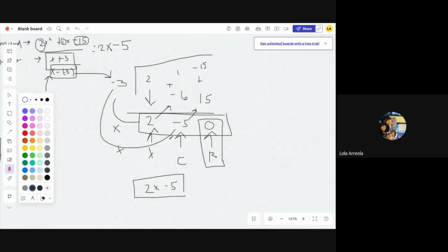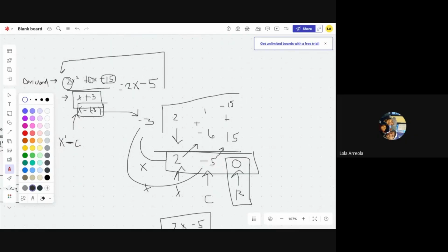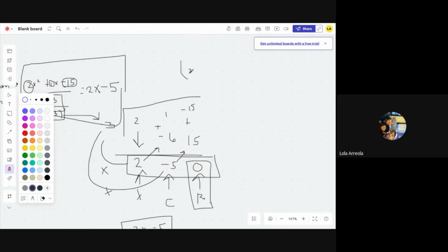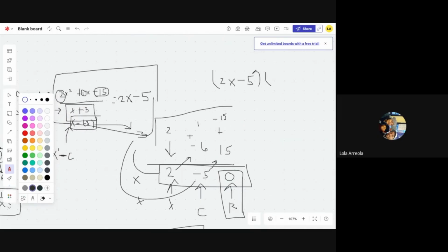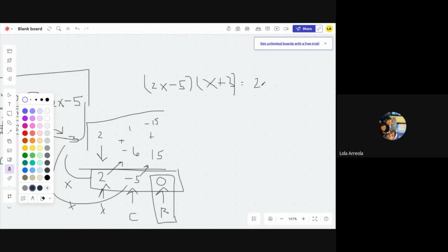So, keeping this in mind, if this is true, I have no remainder. I could rewrite this if I wanted to as 2x minus 5, just like 15 divided by 3 is equal to 5. So then 5 times 3, 2x minus 5 times x plus 3, are factors that, when I multiply together, equal 2x squared plus x minus 15.